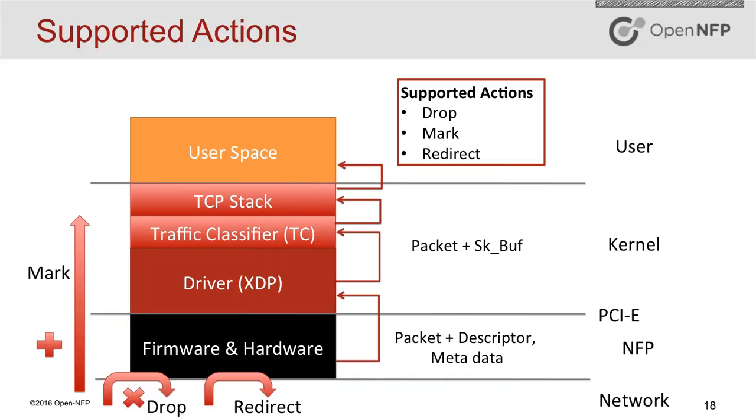The next action we support is to redirect. So we might receive this frame and decide that we actually just want to send it out another port. That would allow us to redirect before it has to be sent any further up the stack. And then the third action that we support is to mark, and that would be adding some fields into the metadata, for instance, and passing the packet further up the stack for subsequent processing.